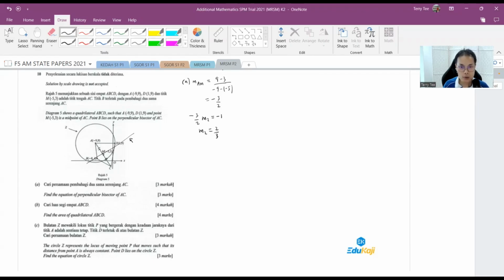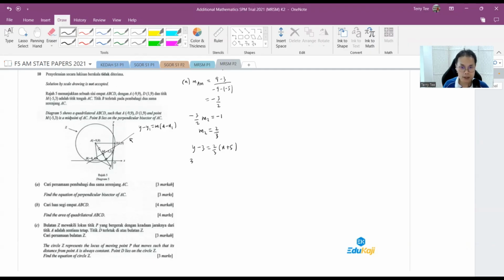So we can use the equation y minus y1. Remember, to form equation straight line, we use y minus y1 equals m times x minus x1, where m is your gradient, and x1, y1 is a point that it passes through. Now, since it passes through point M, so my y1 will be 3, my gradient is 2/3, my x1 is -5. So minus 5 becomes a plus 5.